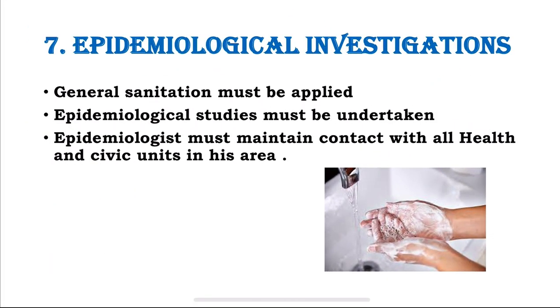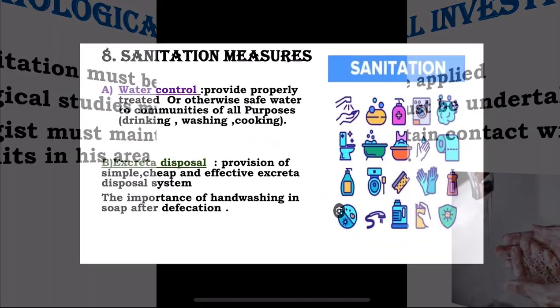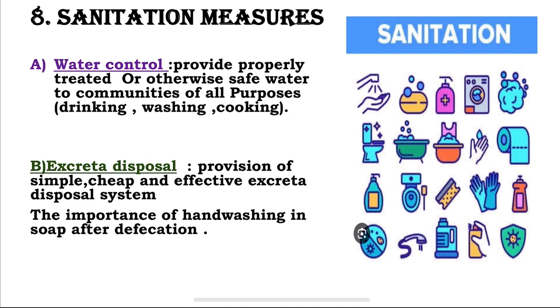Moving further to the epidemiological investigations, general sanitation should be applied. Epidemiological studies must be undertaken. The epidemiologist should maintain contact with all the health and civic units in his area. Then the sanitation measures. Water control. We need to provide properly treated, safe water to the communities for all purposes, may it be drinking, washing, or cooking.